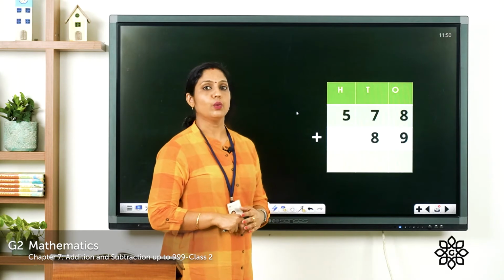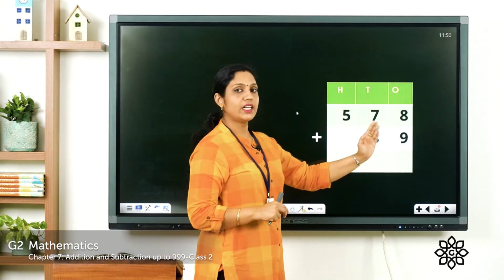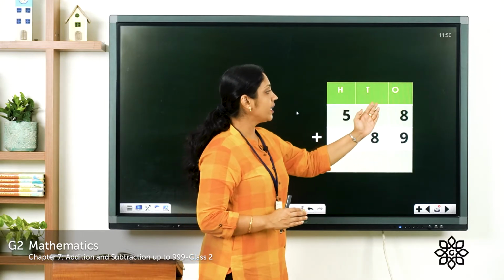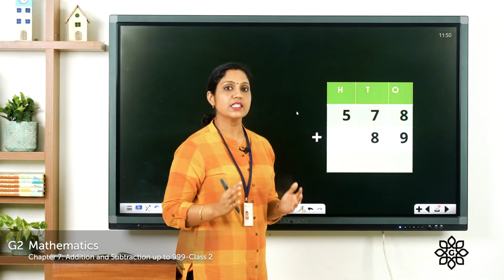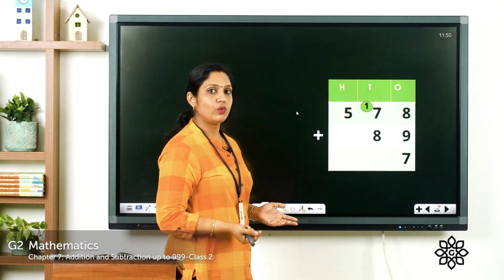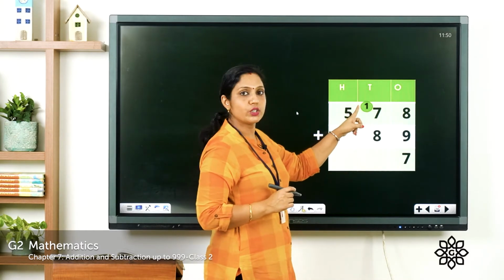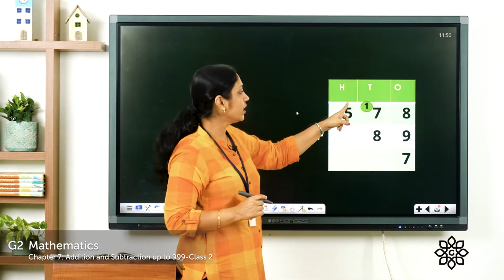Let's look at this number. We have 578 plus 89. So first we'll add 8 plus 9. How much is 8 plus 9? It is 17. So what we'll do, we write the 7 in the ones place, and 1 will carry over to the tens place.